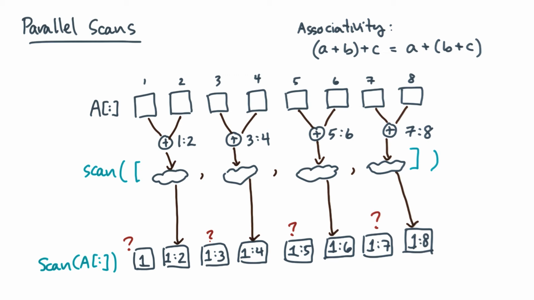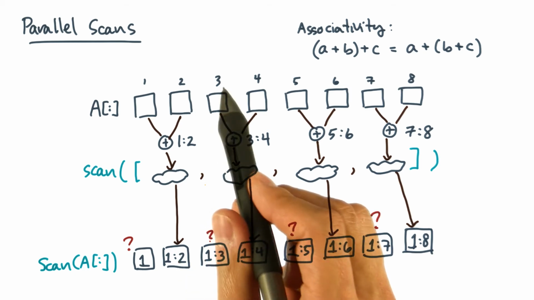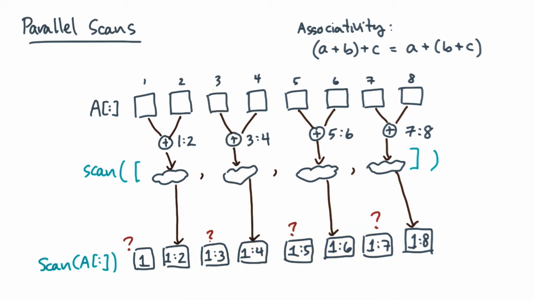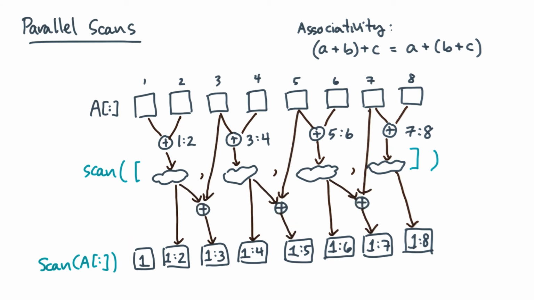Now what about the odd results? How do we get those? Well, that should be easy. If I want 1 to 3, I just take 1 to 2 and add 3. You can do the same thing for 1 to 5 and 1 to 7. Voila, you're done. Stop for a second and make sure that that makes sense.